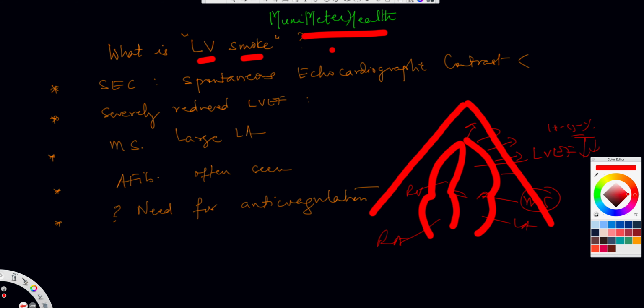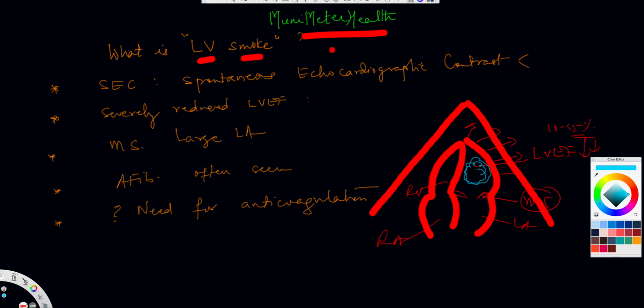Just so that you know, normal ejection fraction is more than 50-55% by most textbook criteria. Again, I always refer you back to the textbooks, but here it's profoundly low. So a severely reduced left ventricle ejection fraction is one of the criteria to detect LV smoke. Now, what is LV smoke? LV smoke is a characteristic echocardiographic entity which defines the spontaneous echocardiographic contrast within the left ventricle.